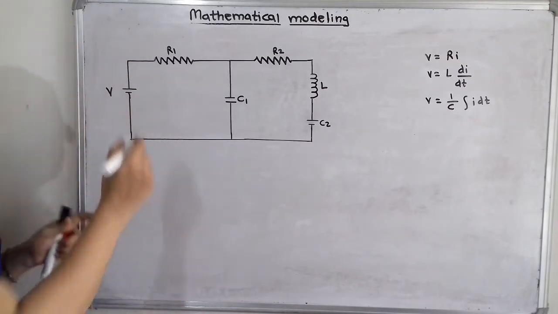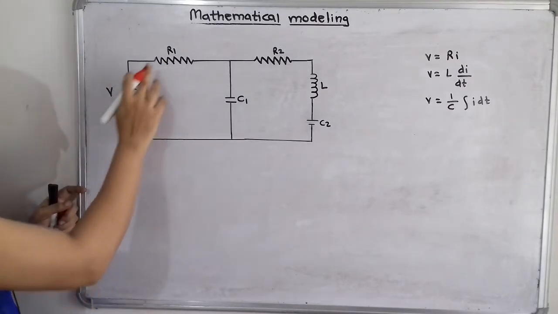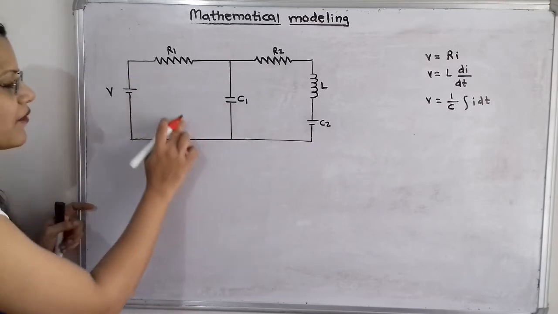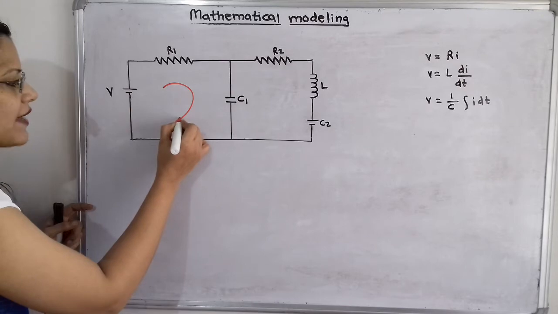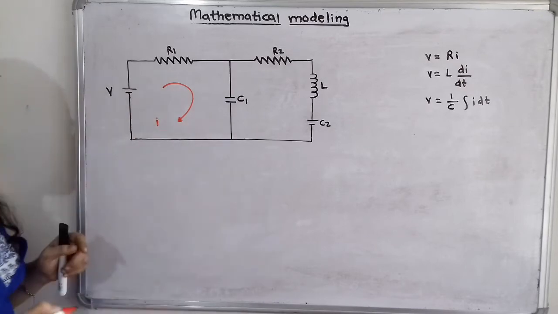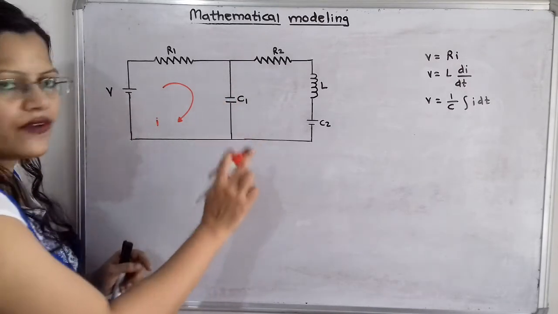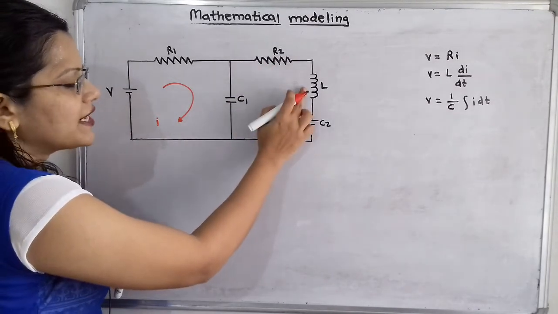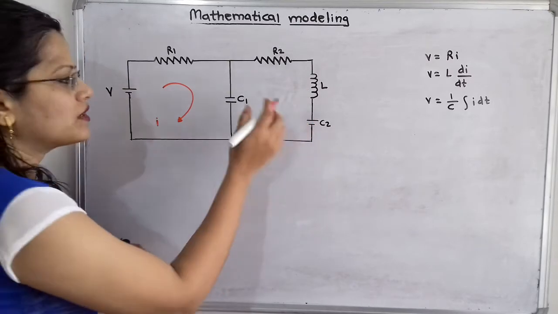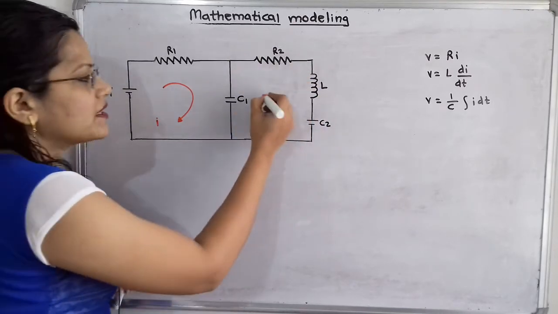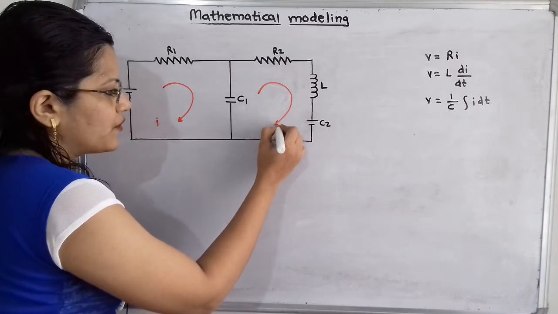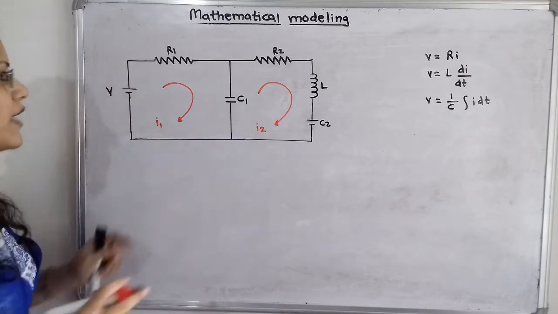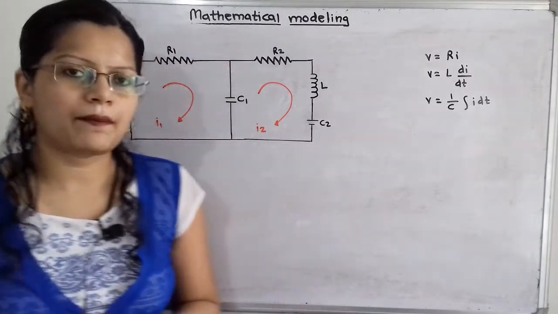This is the first loop, which includes voltage V, resistor R1 and capacitor C1. Within this first loop the current I1 is flowing. Then this is the second loop, where capacitor C1, resistor R2, inductor L and capacitor C2 are there, and within this second loop the current I2 is flowing. So here are the currents I1 and I2. Now we have to write the mathematical model.